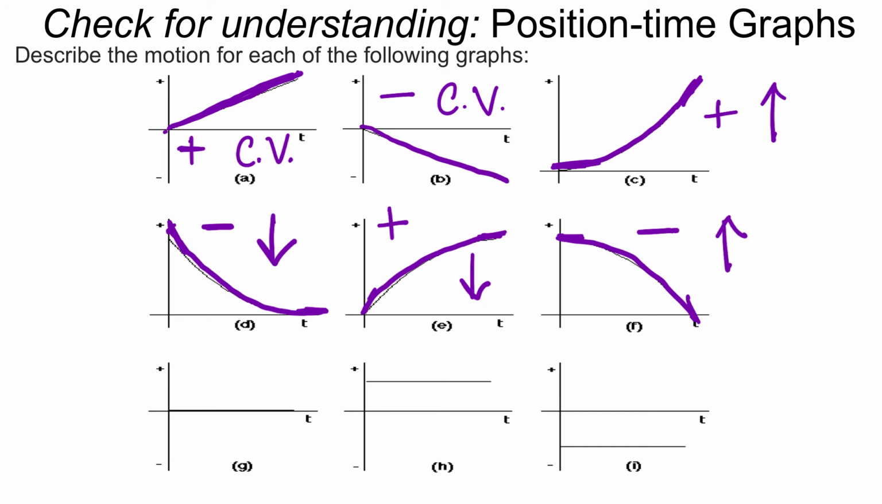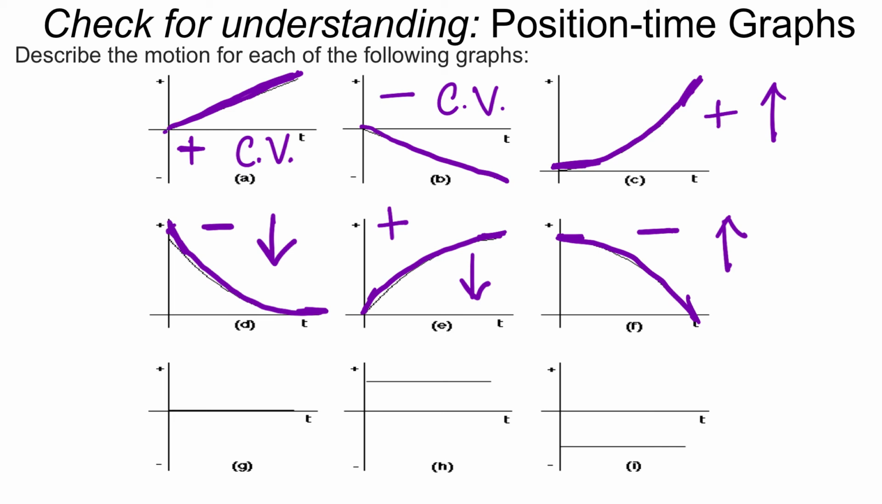So the ones that are going positive direction, so A, C, and E, are all positive direction. You'll notice that all of those lines are headed upwards on the graph, or positively sloping. All of them that are going in the negative direction, so B, D, and F, are all headed down on the graph as you read them, or are negatively sloping. So that implies negative direction.